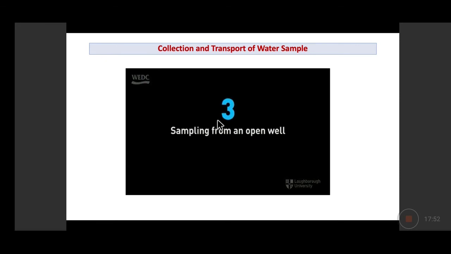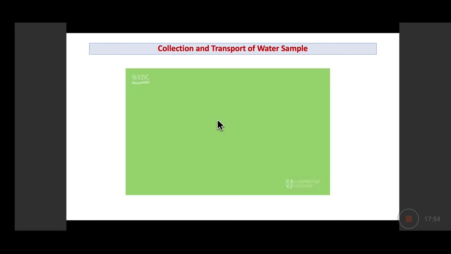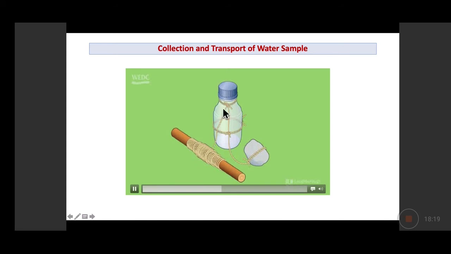We prefer a glass container. Then, if we have to collect a sample from a well, we take a container which has to be sterile and we tie it with a stone, so we basically apply a weight. And to that, we also tie a long string. Here you can see a string that has been tied to the bottle, and there is a stone also that has been tied.